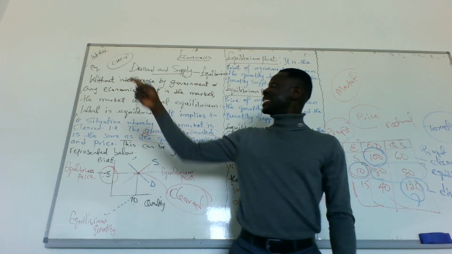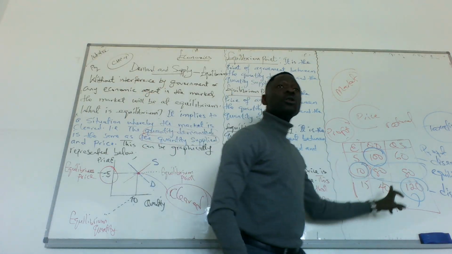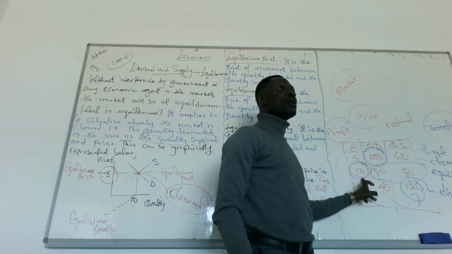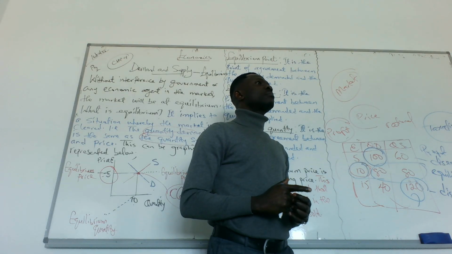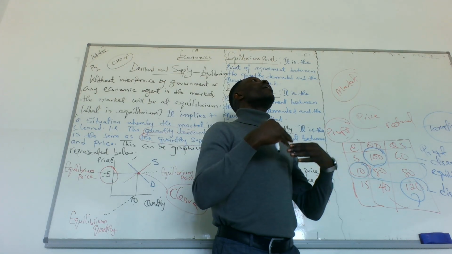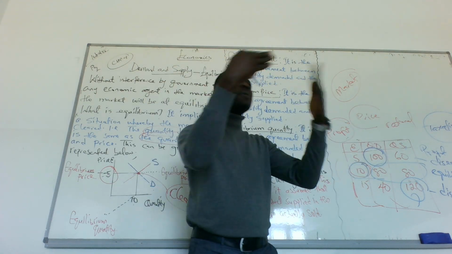So with government interference, they're not going to sell at the same price they used to sell. But if we have to be in agreement, that means the government has to agree too. The government has to be on our side.